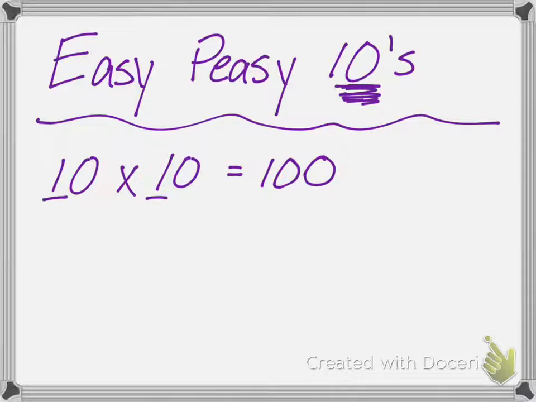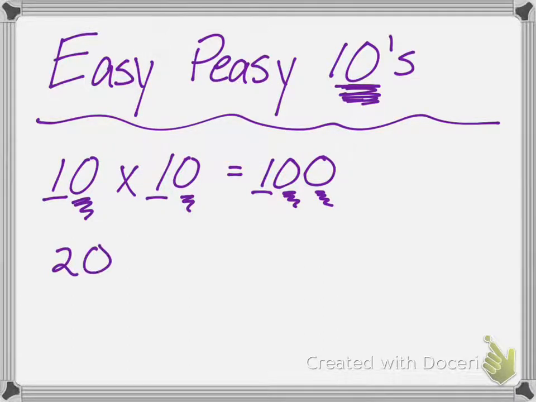1 times 1 is 1. Now let's count how many zeros. You ready? This is the part you get to do. Count how many zeros we have. That one and that one. If you can count, you should have counted 2. Look how many zeros are in the answer. 1, 2. Okay, let's try another one like that.